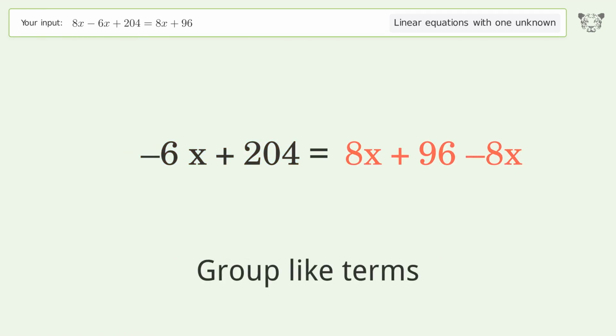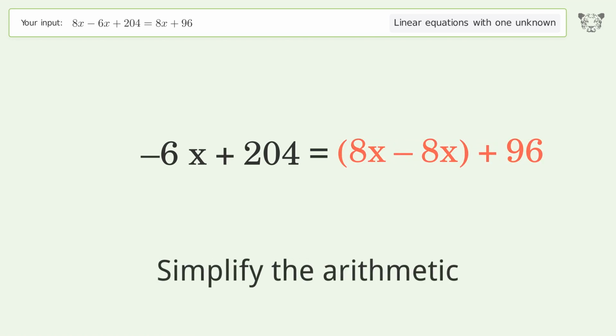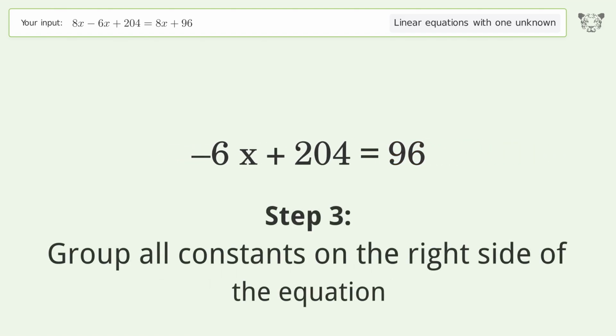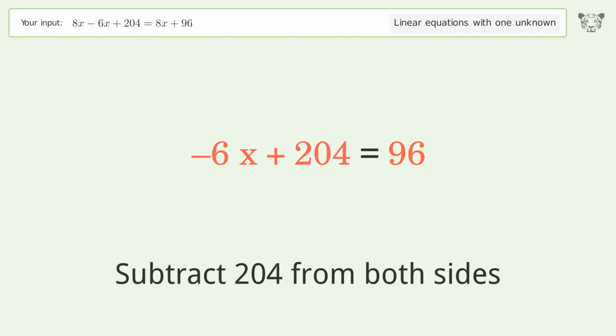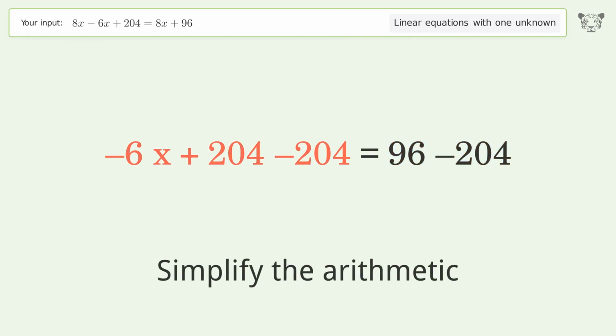Group like terms. Simplify the arithmetic. Group all constants on the right side of the equation. Subtract 204 from both sides. Simplify the arithmetic.